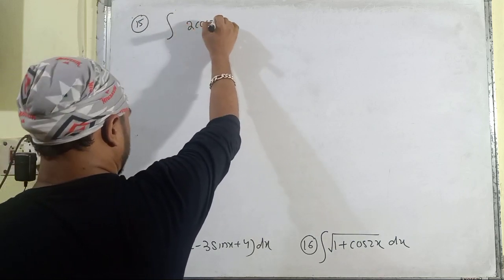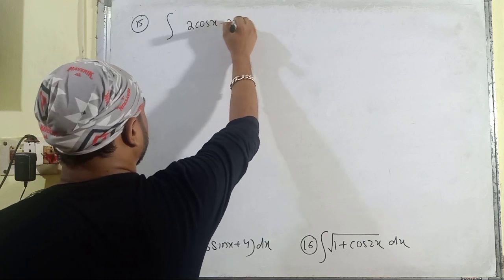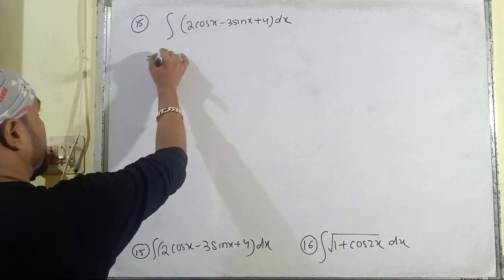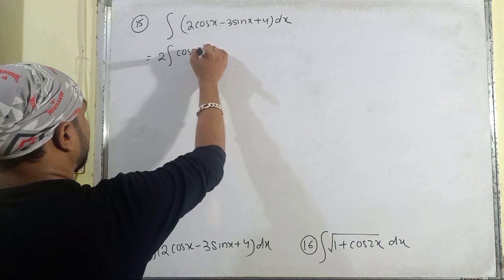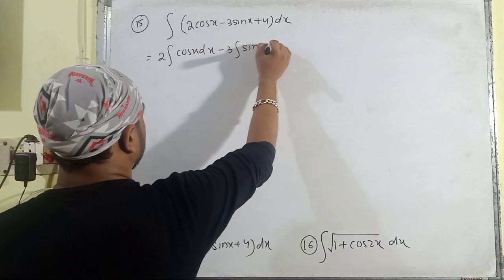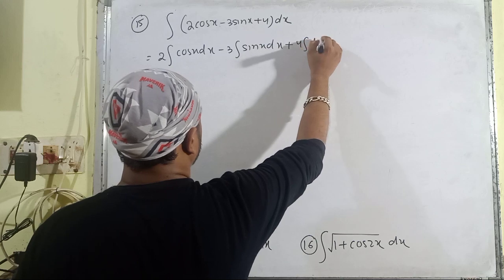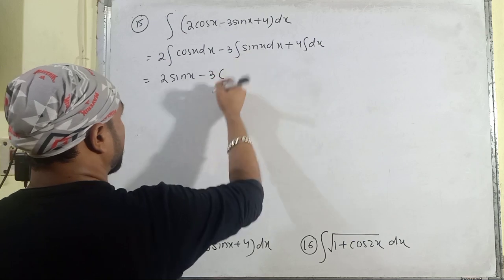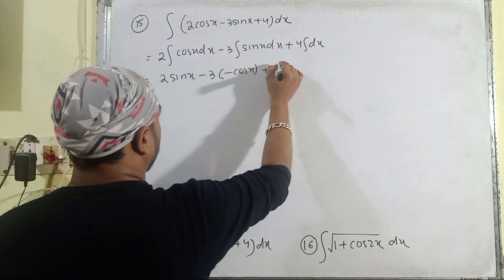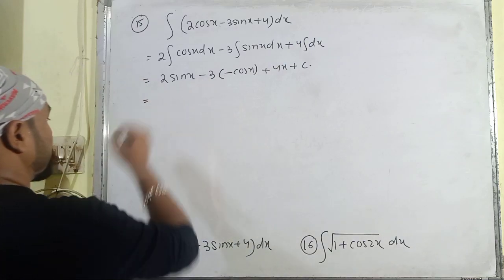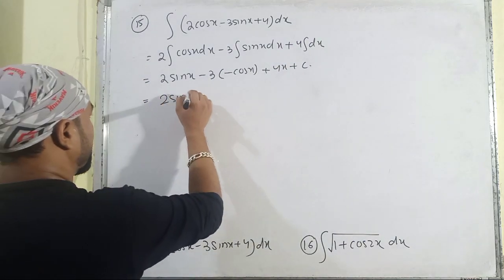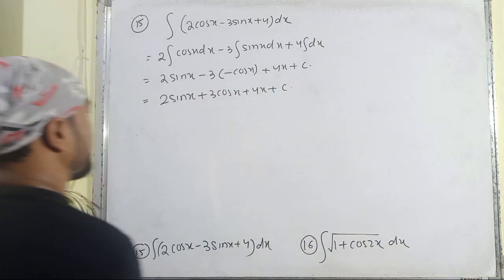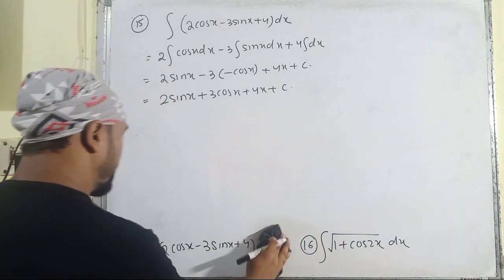The integral of 2 cos x minus 3 sin x plus 4 with respect to x. It is 2 multiplied with the integral of cos x dx minus 3 multiplied with the integral of sin x dx plus 4 multiplied with the integral of dx. Then it is 2 sin x minus 3 times the integral of sin x, which is minus cos x, plus 4x plus c, but we have to simplify this step. Then it will be 2 sin x plus 3 cos x plus 4x plus any constant c. Then moving to problem number 16.